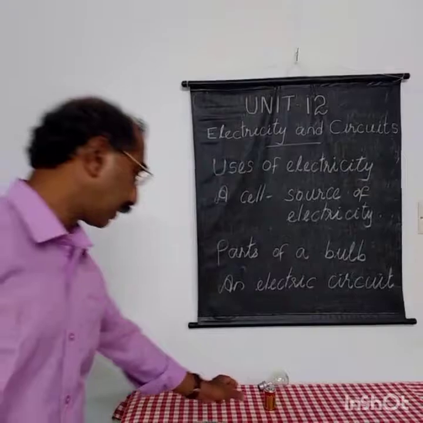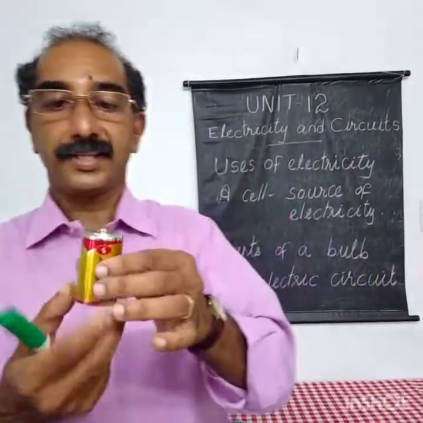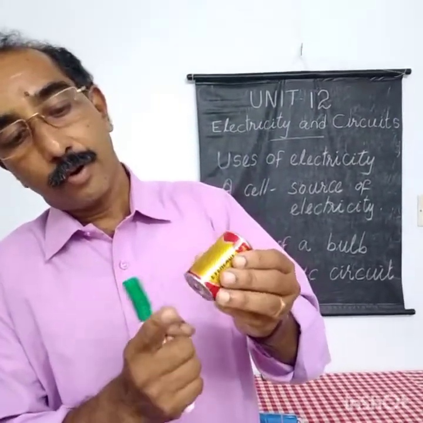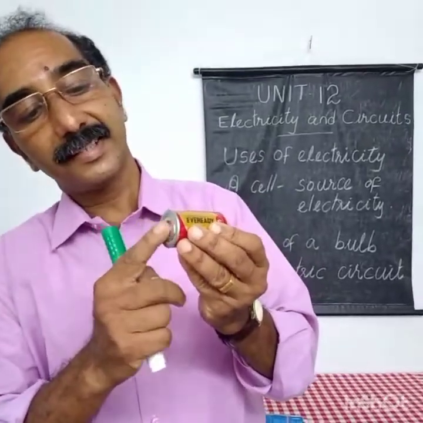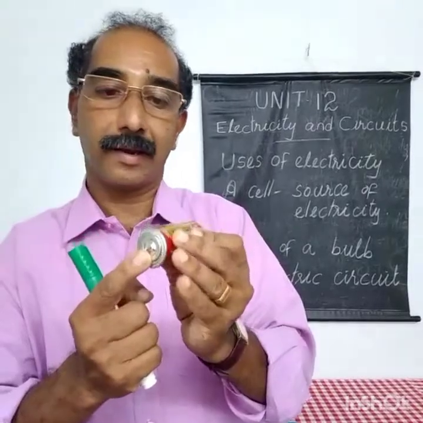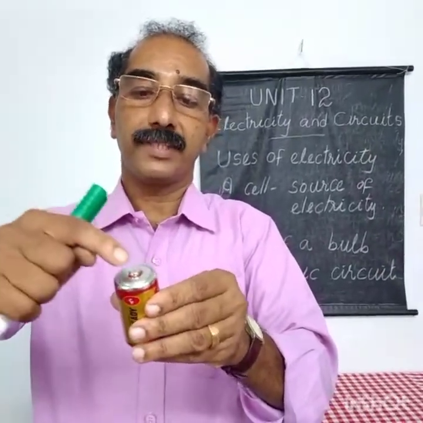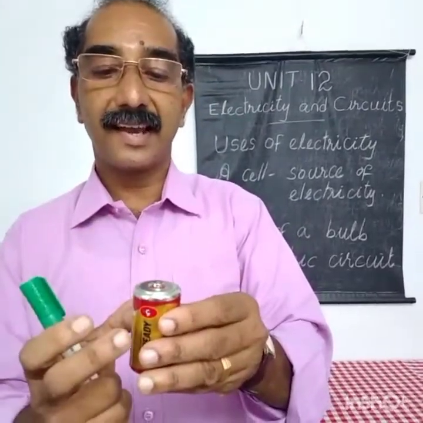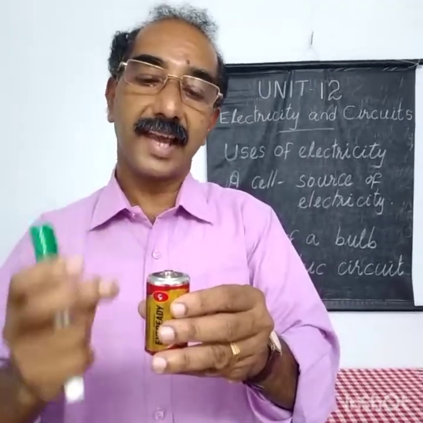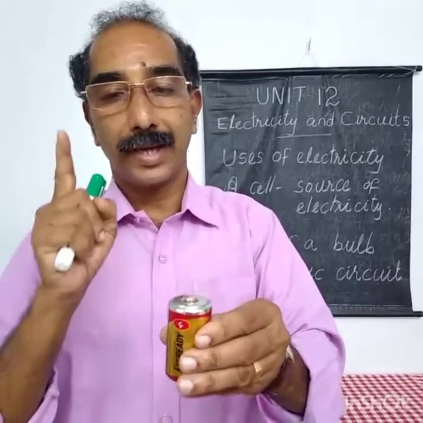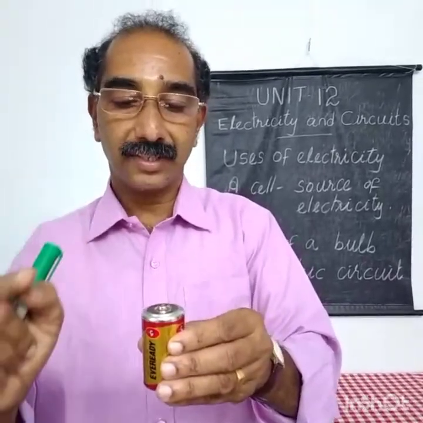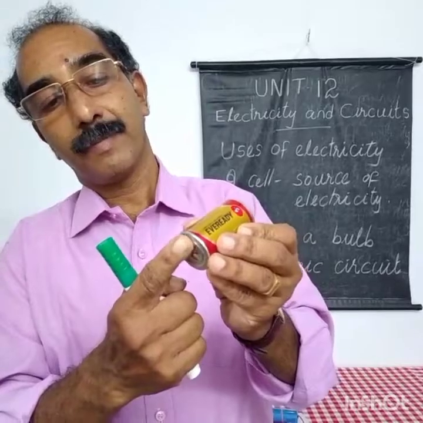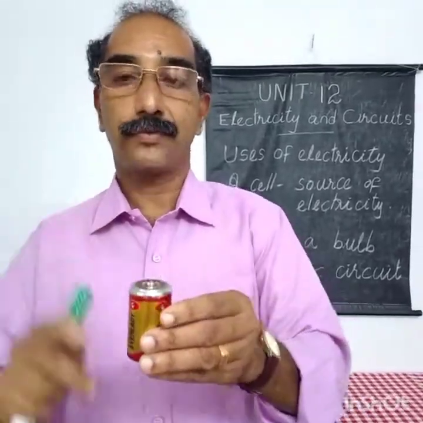Okay, I will show you one cell. This is a cell, right? And this cell has a can. This can is made of zinc, and the bottom part is a disc. This disc is acting as the negative terminal, and on top there is a brass cap. This brass cap is acting as the positive terminal, and inside the can there are many chemicals, and these chemicals react together and produce electricity. So a cell has two terminals: a positive terminal, which is the metallic cap, and a negative terminal, which is the metallic disc.